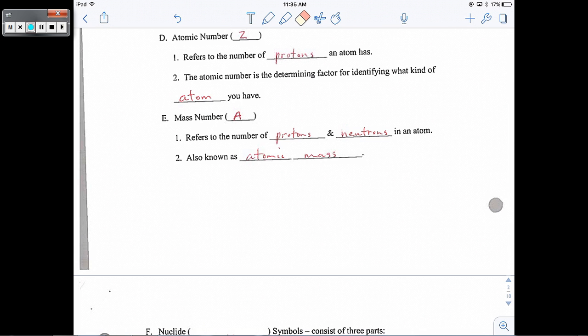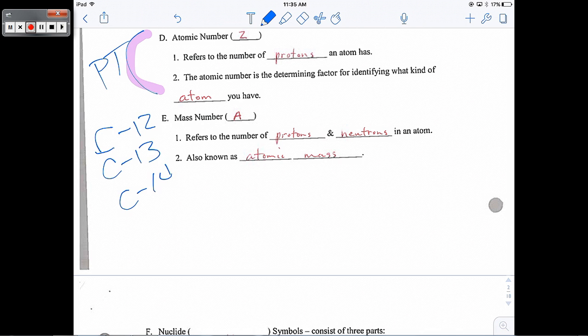Now, the atomic number is on the periodic table, but the mass number is not. You'll see the mass number if we're talking about something like carbon 12, carbon 13, or carbon 14. Those are different isotopes, and that means different masses. We'll talk about isotopes more in a second.